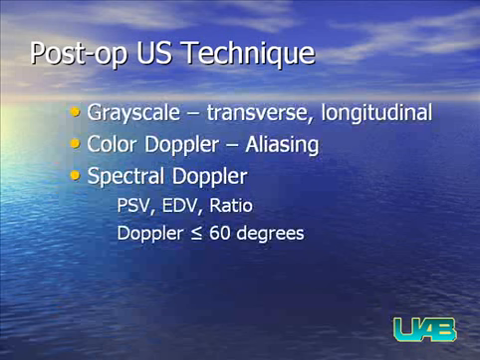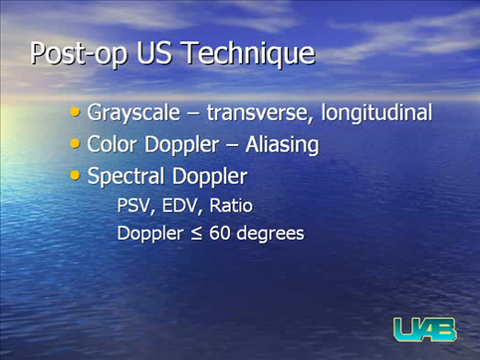For the post-op ultrasound technique, we begin with grayscale imaging in the transverse and longitudinal planes. We will then follow with color Doppler ultrasound to evaluate for aliasing. In any area of stenosis, there may be turbulent or increased velocity flow, and this will often wrap around into different colors, creating a disorganized or turbulent appearance.